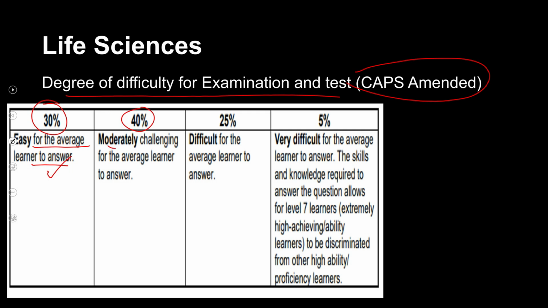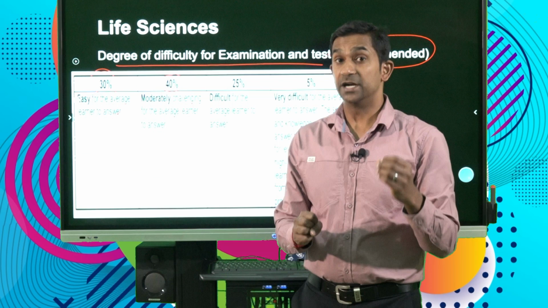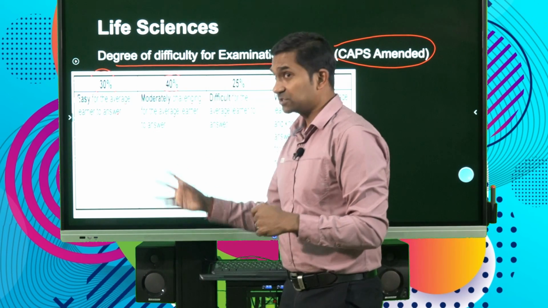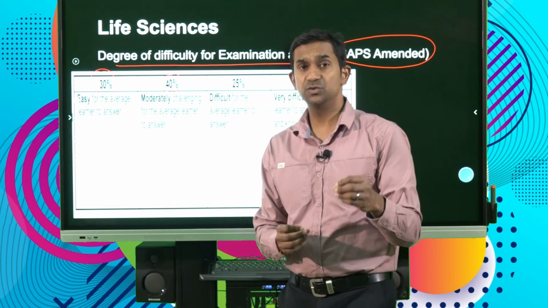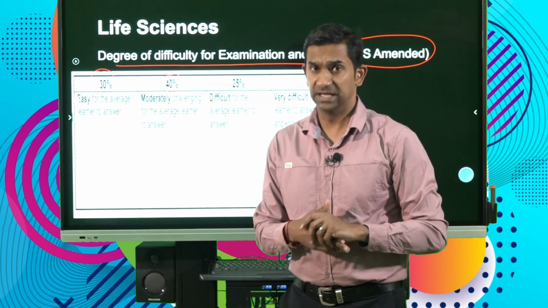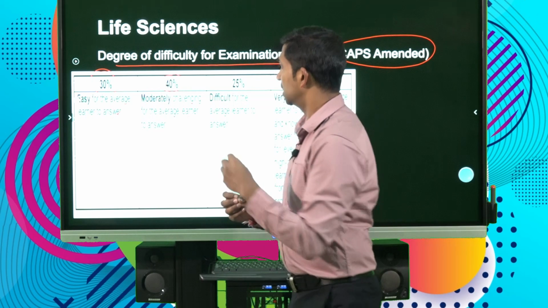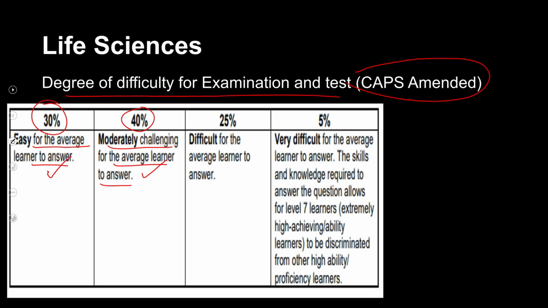40% of the paper is moderately challenging for the average learner to answer. So it means that you've got 40% that challenges the average learner. Remember that the object of an assessment or examination is to ascertain how much the learners have understood, and hence it has to challenge them. So moderately challenging.